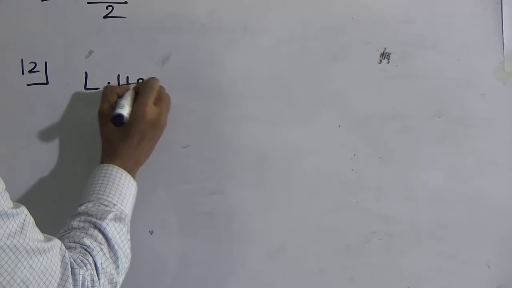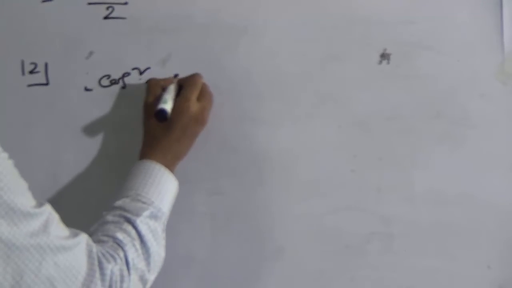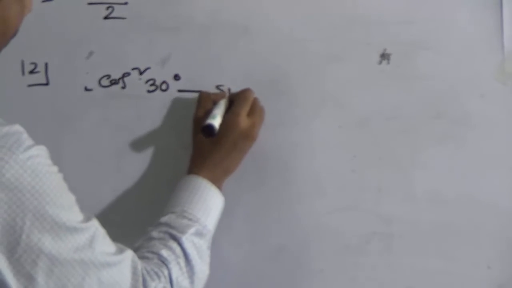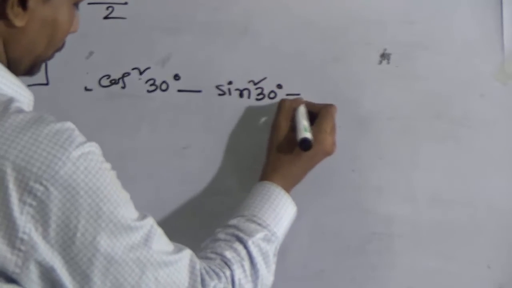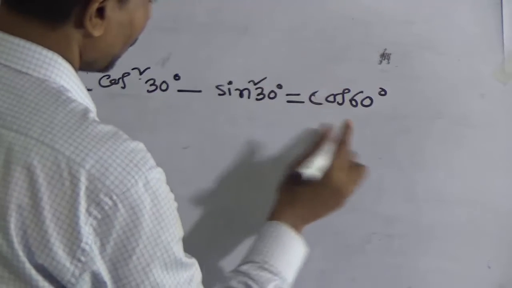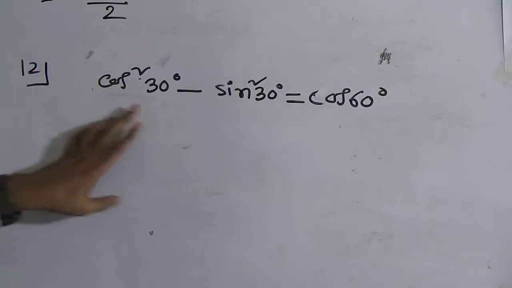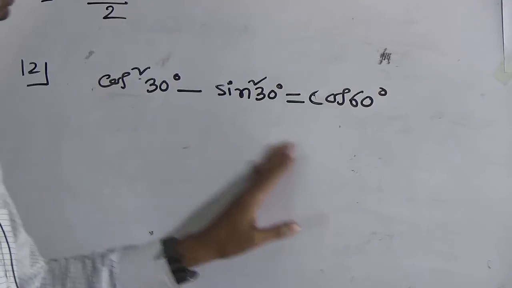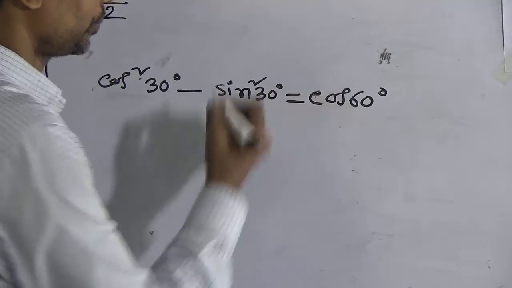Left hand side. See the question at first. Cos square 30 degree minus sin square 30 degree equal to cos 60 degree. Okay, we have to show this. Look, cos square 30 degree minus sin square 30 degree equal to what? Cos 60 degree. Okay, we have to show that.